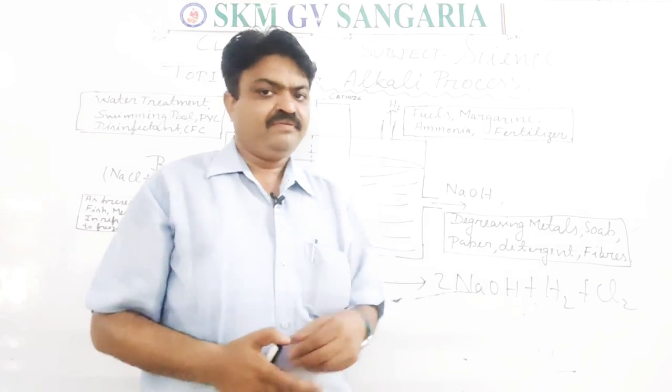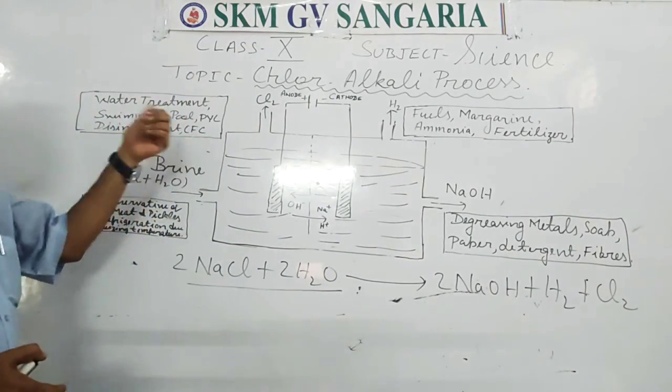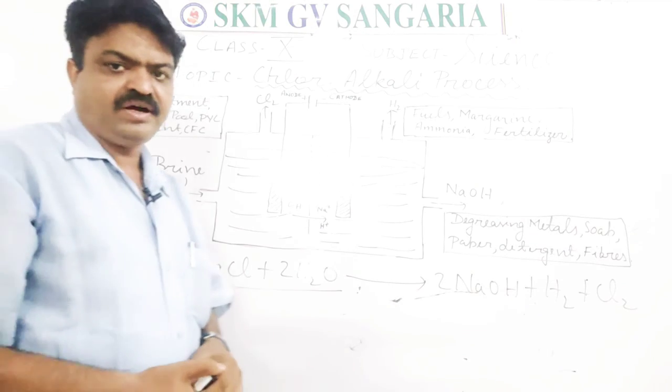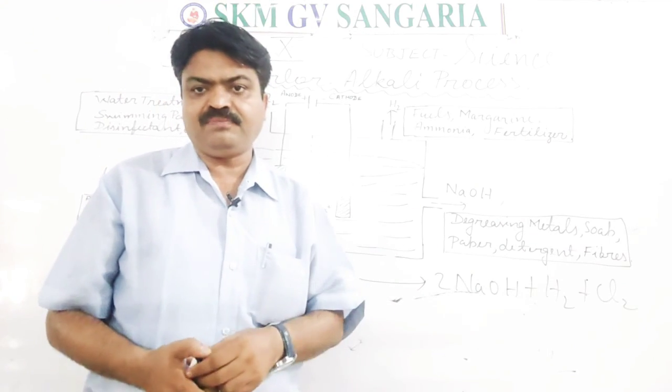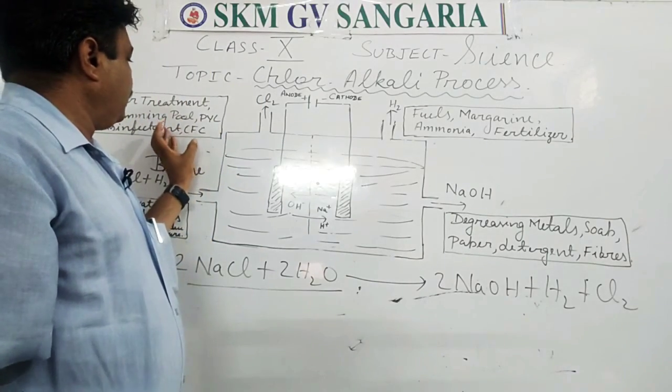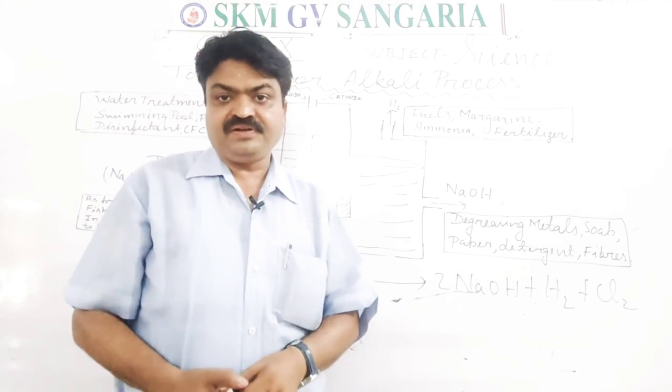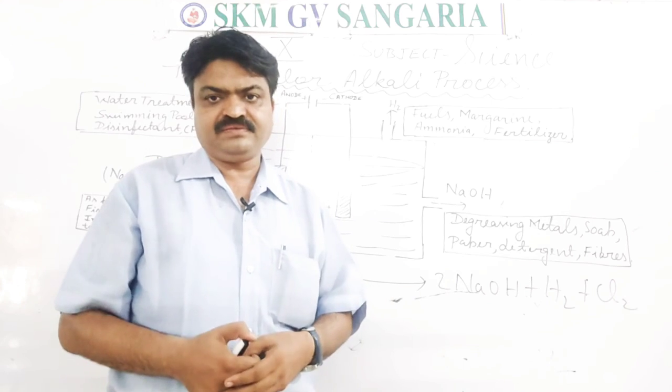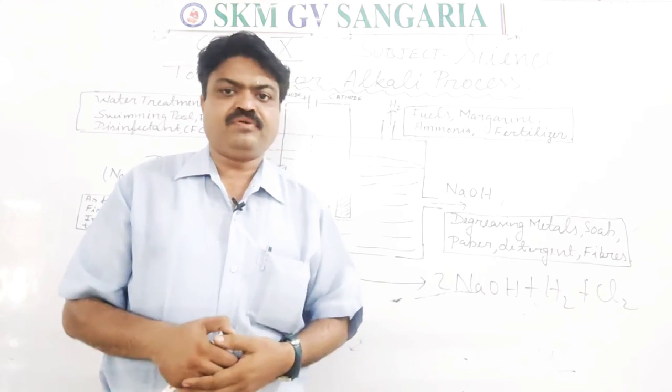And what is it, student? It is chlorofluorocarbon. So chlorofluorocarbon is also used in refrigerators or air conditioners. Now we come to the brine.